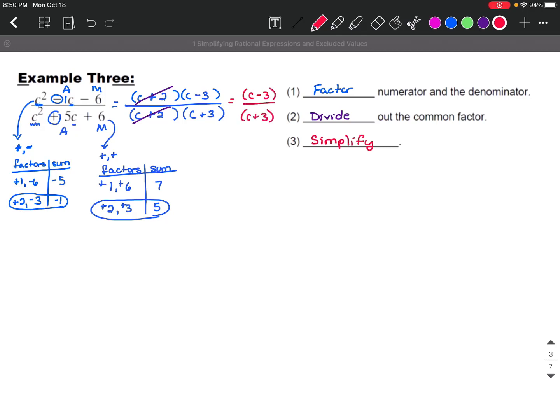Now notice I kept my parentheses. I did that for a reason, because I have a lot of students who, when they see this, they cross out the c's. You cannot do that. Some will say, oh, I have a c minus 3 and a c plus 3. I can cross out the 3's. No, you can't. It has to be an exact match. C minus 3 is not the same as c plus 3. I cannot simplify that any further. You're done. Okay? Very, very important.